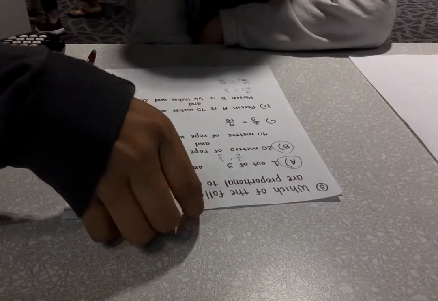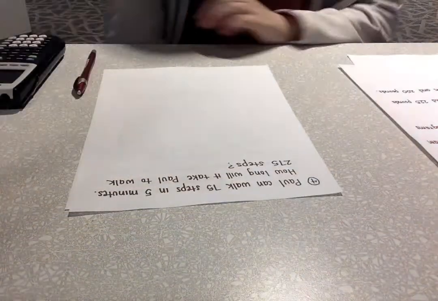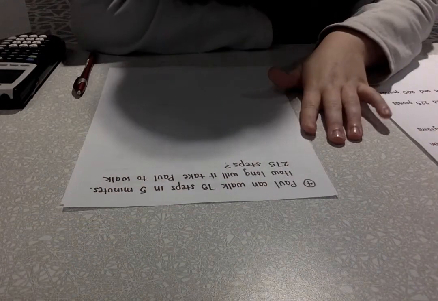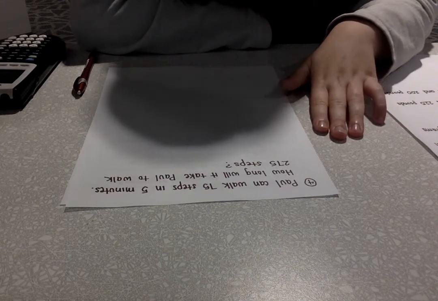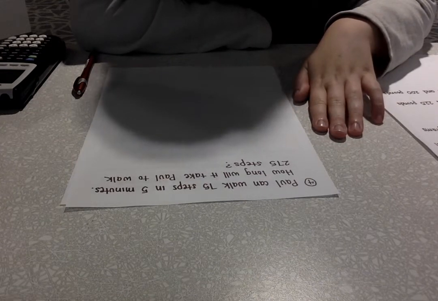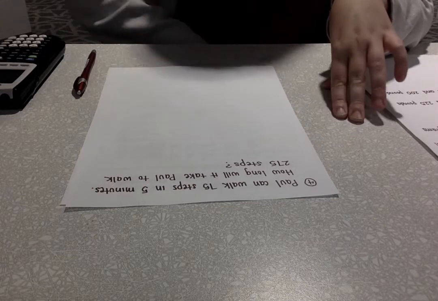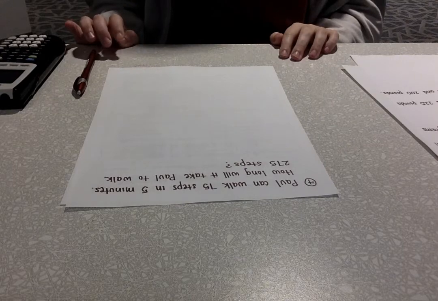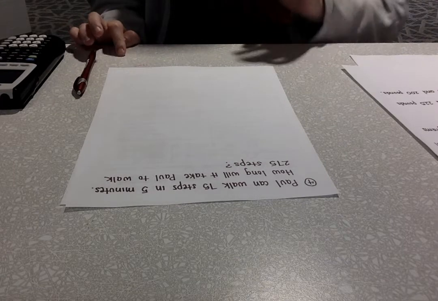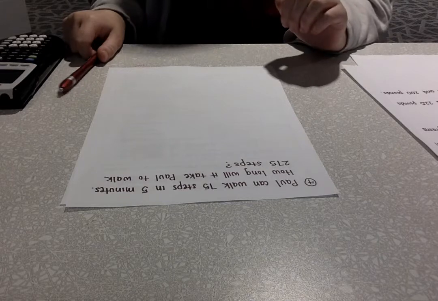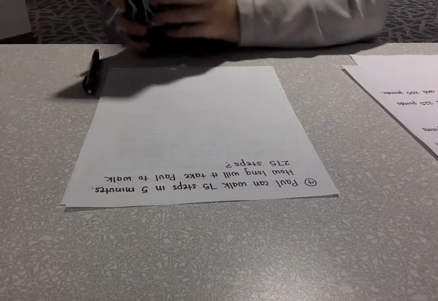Perfect. Okay. We'll go ahead and move on to the next task. Paul can walk 75 steps in 5 minutes. How long will it take Paul to walk 275 steps? Okay. I think I know how this is. Okay.